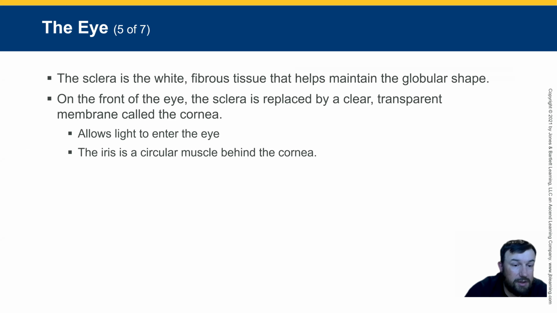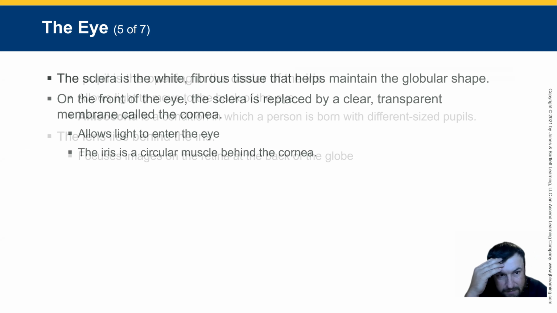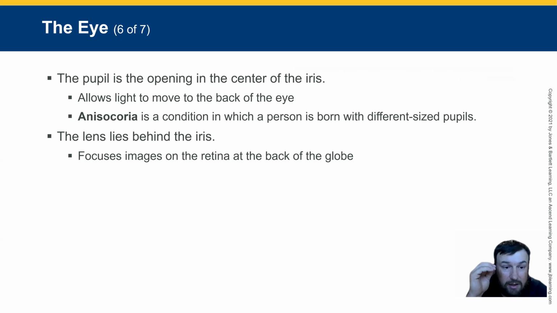Oh, sorry. Okay. I confused myself there. Sorry. It allows light to enter the eye. The iris is a circular muscle behind the cornea. I do not like the human eye. I don't like studying the eye at all. The pupil is an opening in the center of the iris, allows light to move to the back of the eye. There is a condition in which people have different sized pupils.